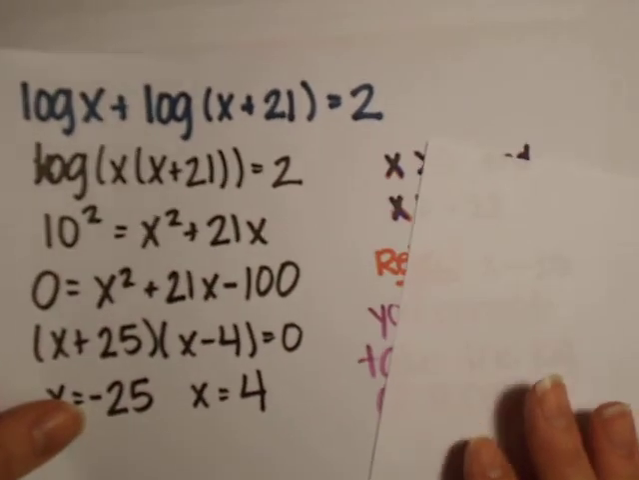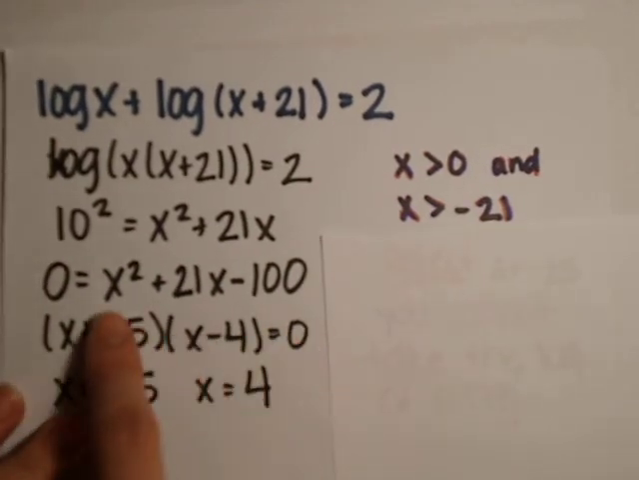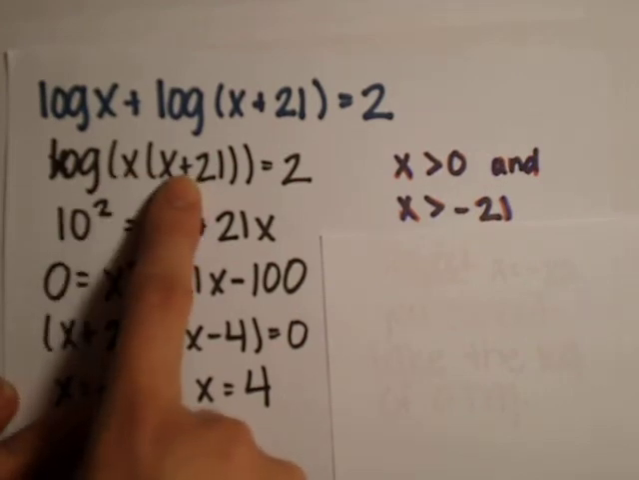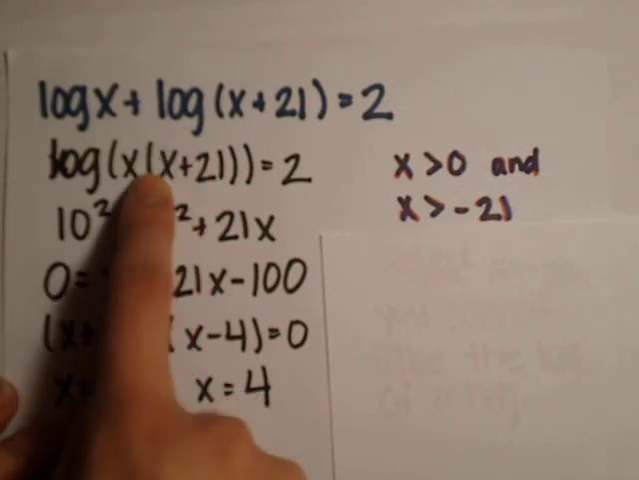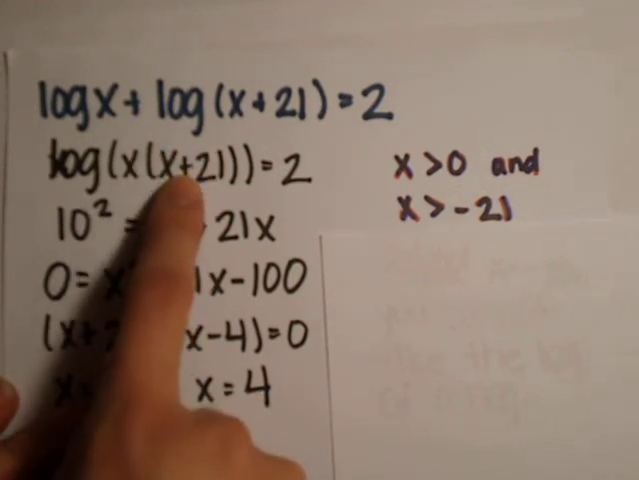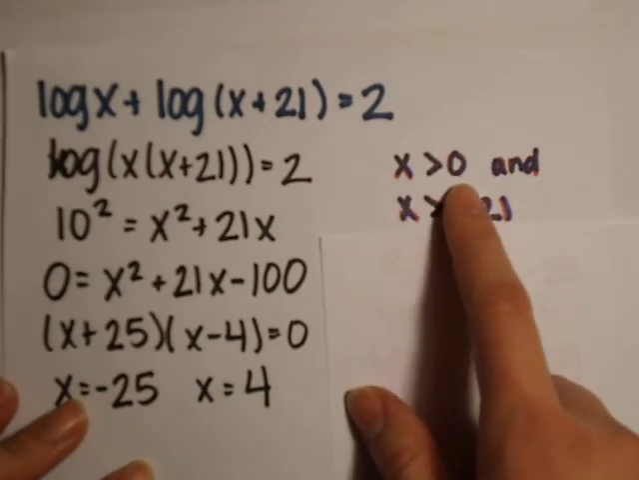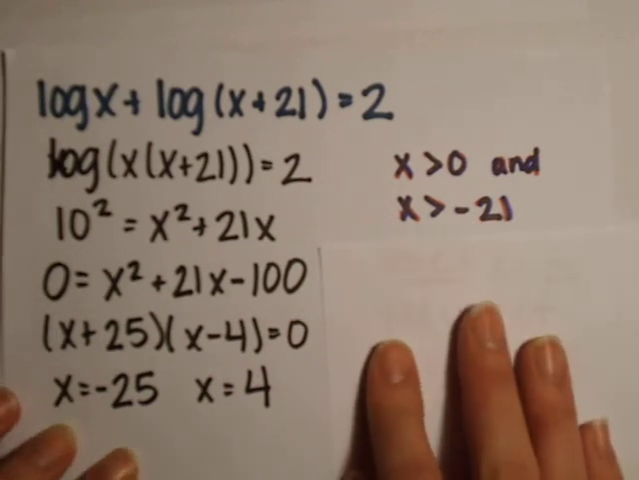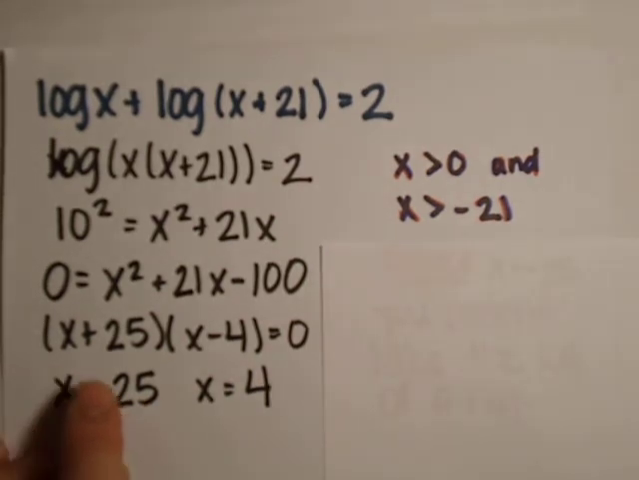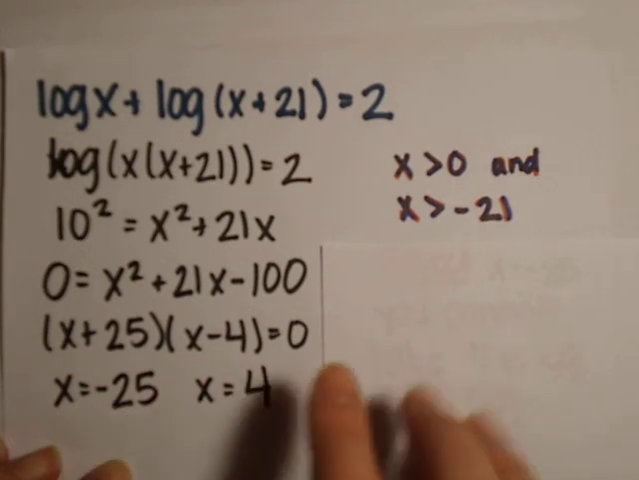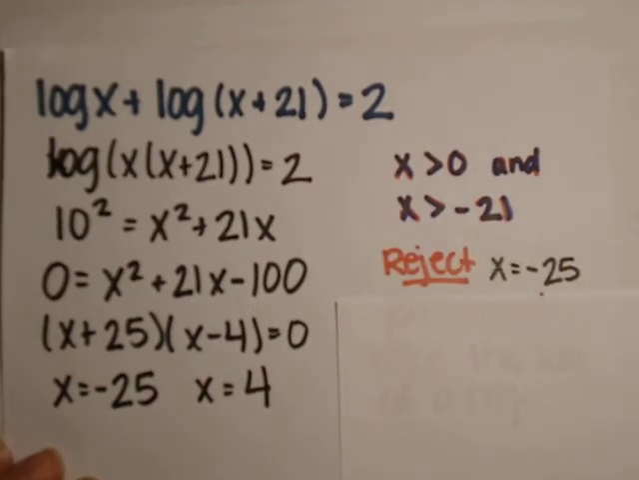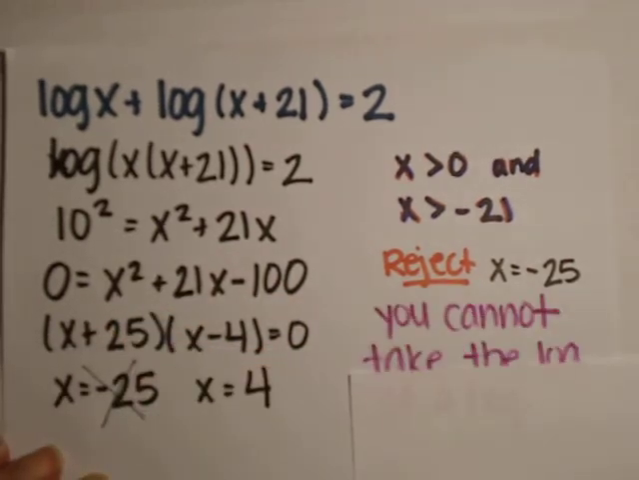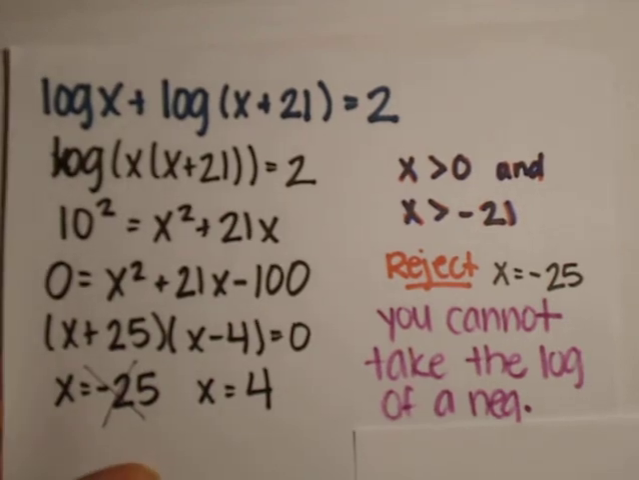But there's something we need to remember. We know that we can only take the log of a number greater than 0. So here, x must be greater than 0, and x plus 21 must be greater than 0. So we have x is greater than 0 and x is greater than negative 21. So notice we have a number that is less than negative 21. So we're going to have to reject the x equals negative 25, because you cannot take the log of a negative number.